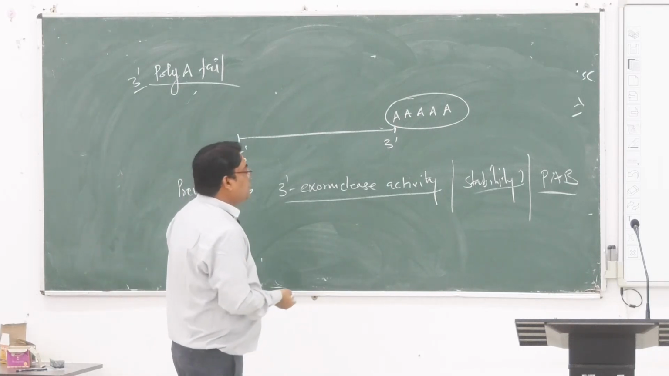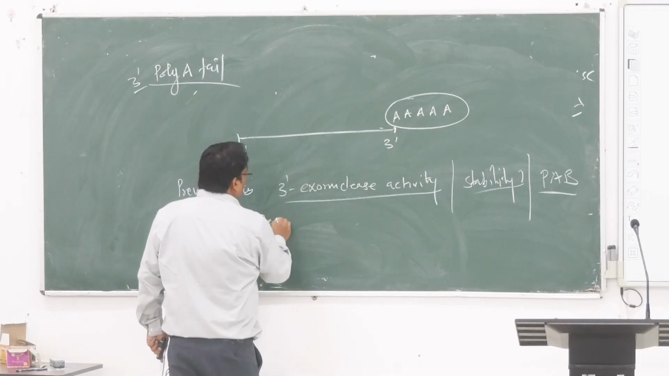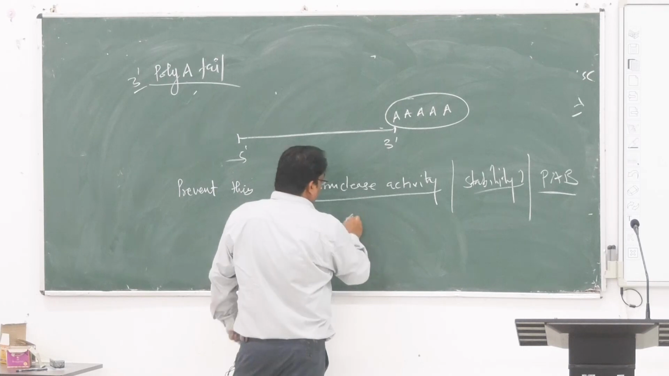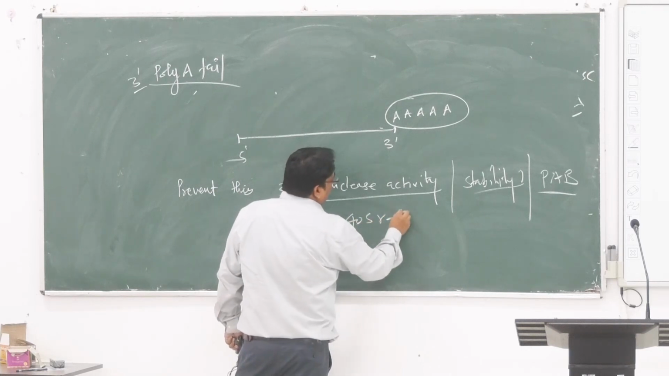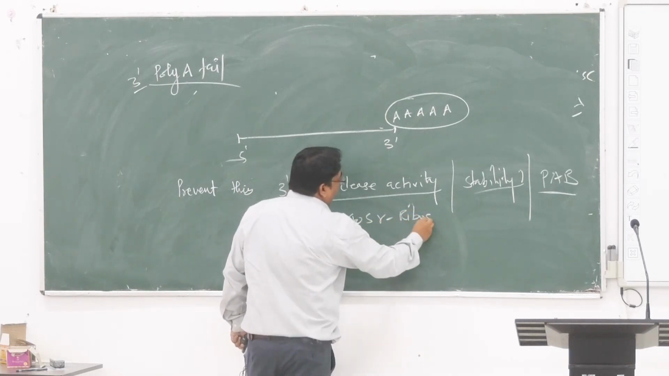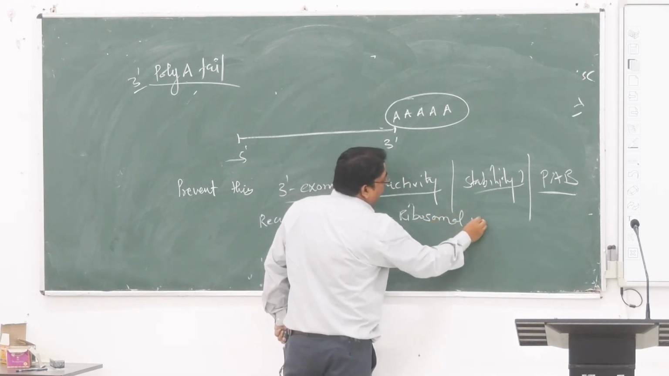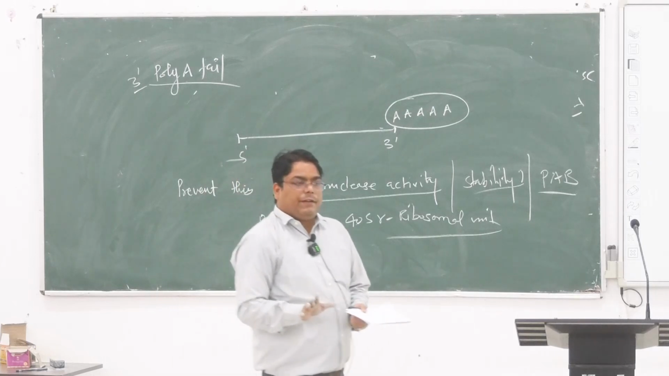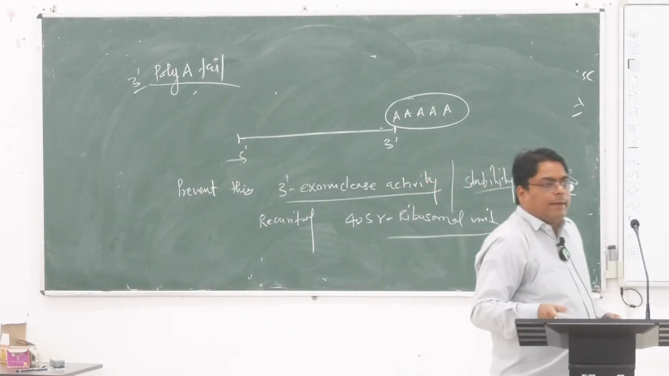And some other functions also. It is also helpful for recruitment of the 40S ribosomal unit. Okay, so there are two steps we complete.